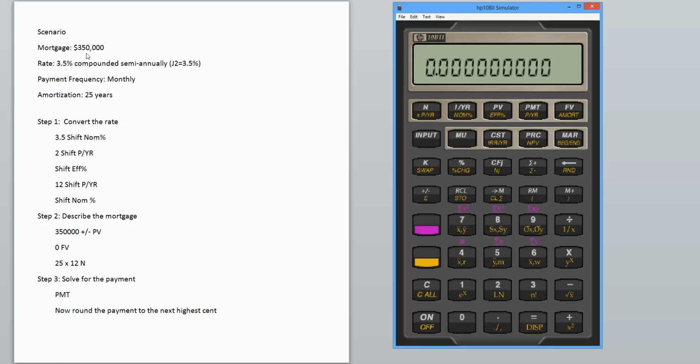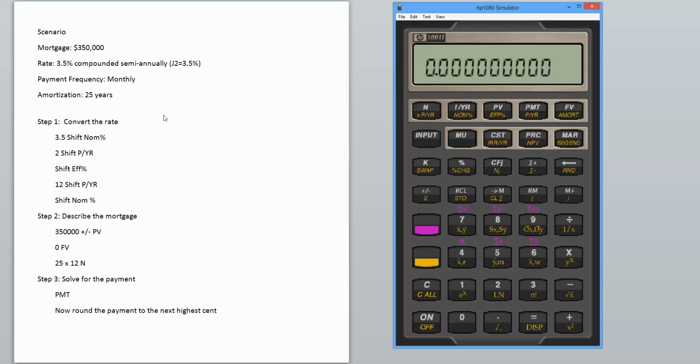Now that we have that properly set, let's look at our scenario to calculate a mortgage payment. In this sample, we're looking at a mortgage with a balance or an advance of $350,000. The rate is 3.5% compounded semi-annually, which is J2 equals 3.5%. The payment frequency is monthly, and the amortization will be 25 years.